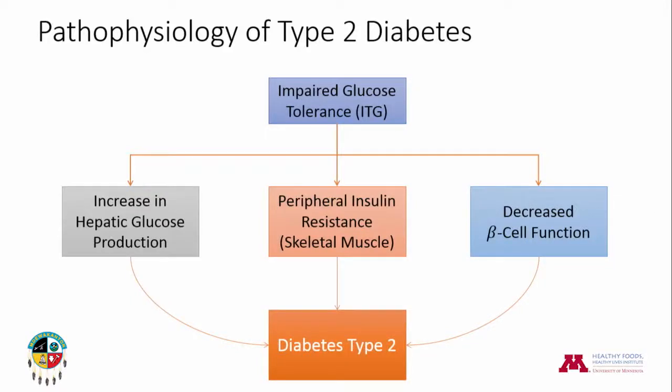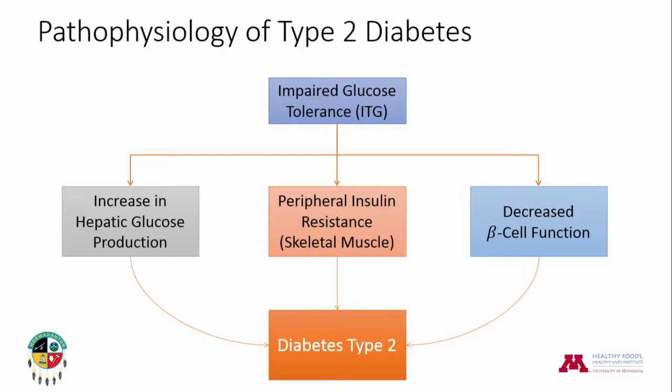Okay, but over time, this begins to break down, and we start getting impaired glucose tolerance. And the impaired glucose tolerance is one of the first signs, one of the first indicators of diabetes type 2. And diabetes type 2 has three traits that really characterize the disease. And that's increased hepatic glucose production.